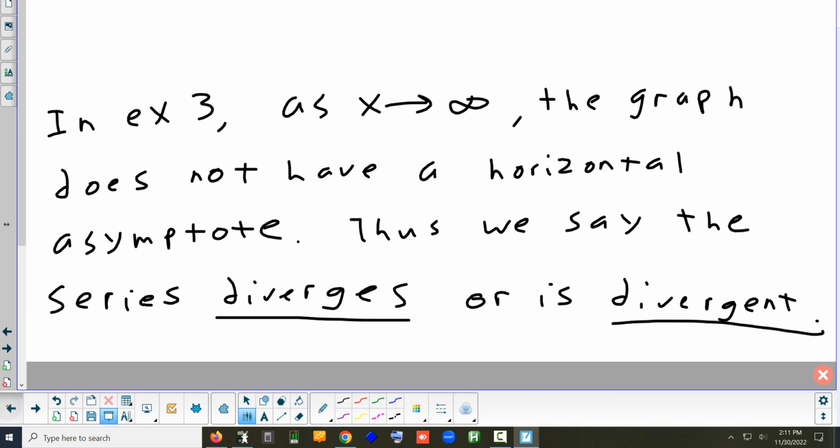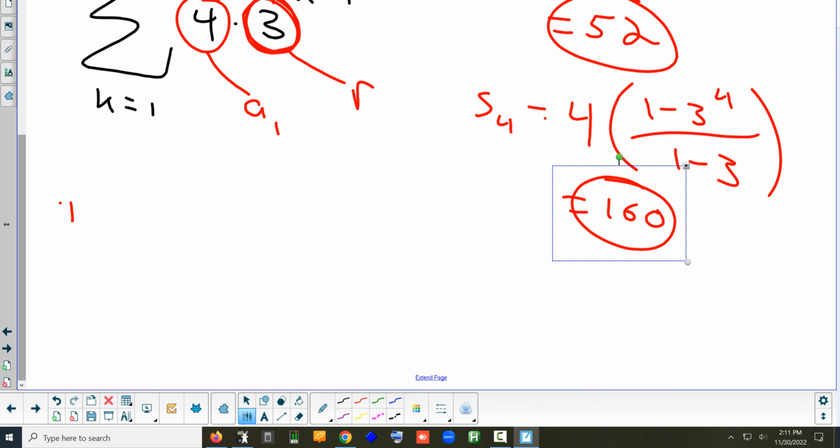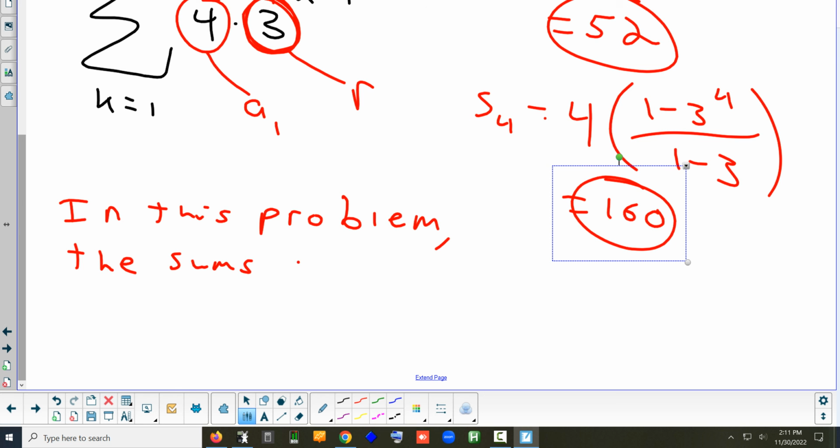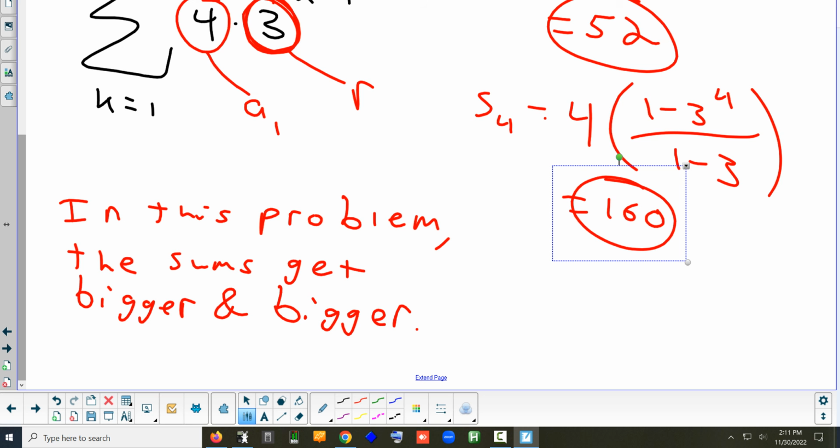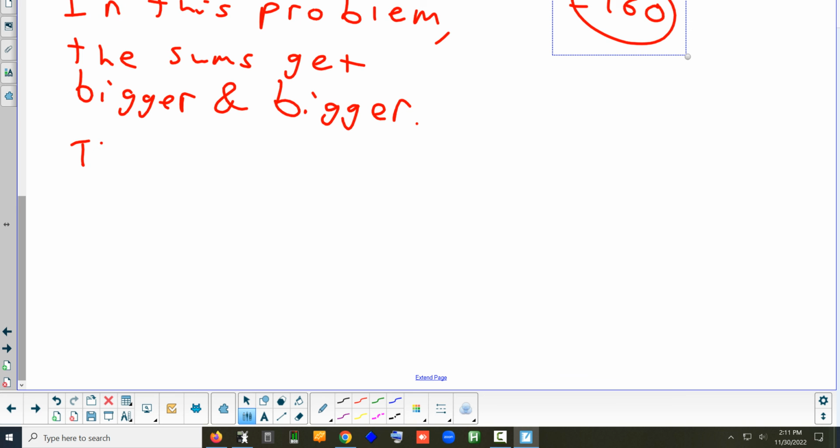So, how am I going to say this? In this problem, the sums get bigger and bigger. That means that this is divergent. Divergent means that it does not add up to something. So in this problem, the sums get bigger and bigger.